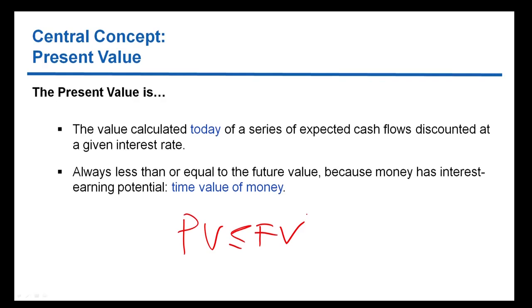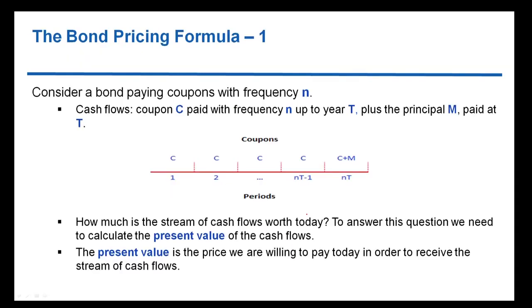And simply stated, time value of money says that a dollar received today is always worth more than a dollar received in future, because a dollar received today can start earning interest immediately, and therefore it will grow to a larger amount by the time when we will get another dollar in future. So that was the present value, and how to use the present value to derive the bond pricing formula.